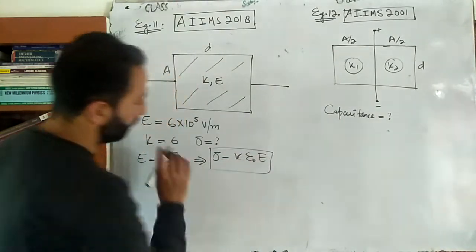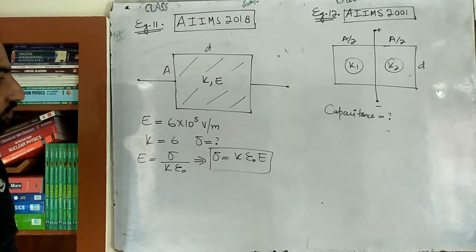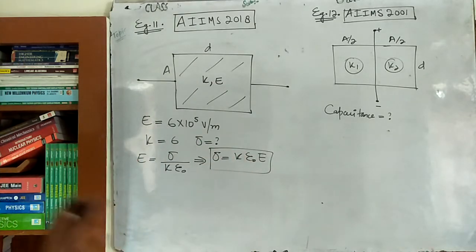From here you can do it yourself. Simply, K is equal to 6, for epsilon naught write 9 into 10 power minus 12, and for E write 6 into 10 power 5. From there you can calculate it.